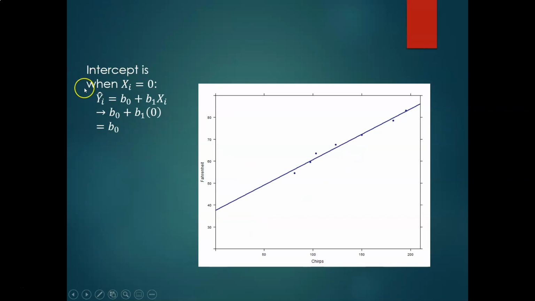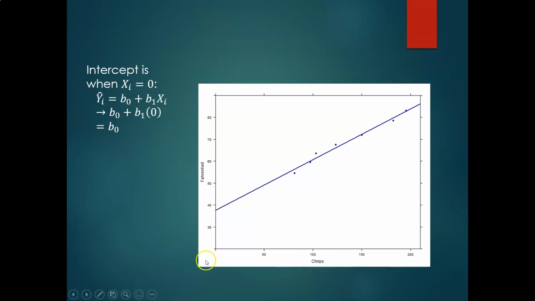The intercept is when xi equals 0, and that actually only applies in certain cases. So quite often what you'll see is the 0 point starting here, and that means basically when chirps is 0, then your temperature is going to be 37. And that actually seems to work here as well.